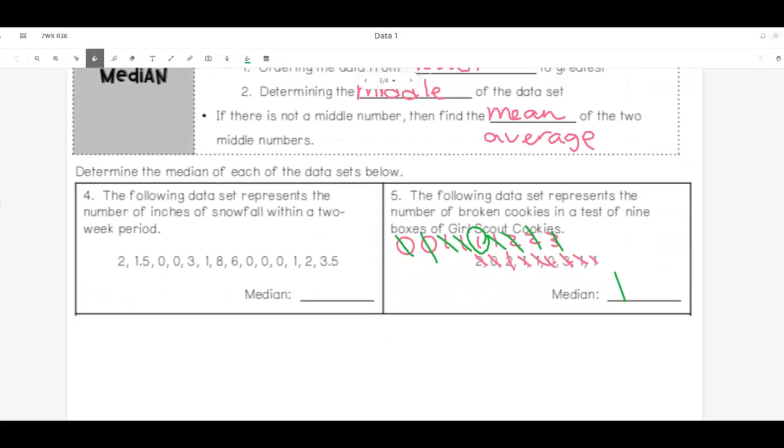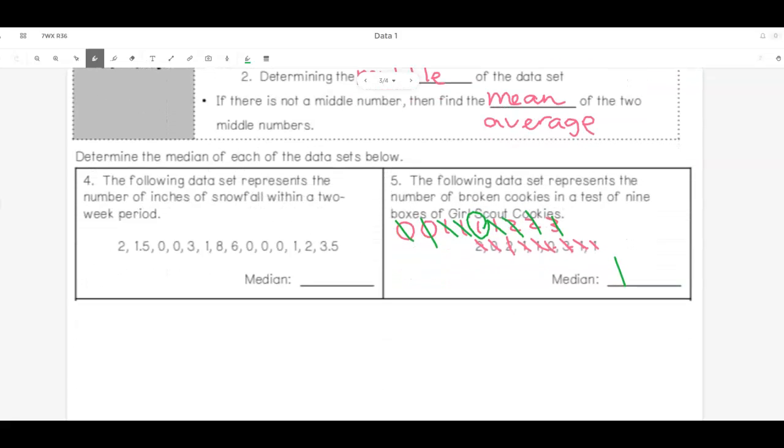Okay. But now number 4 is a little different. On number 5, we had an odd number in the set, so we actually had one number in the middle. This one is a little kind of a monster. It's got a lot of numbers, and there's not one in the middle. So I'm going to rewrite these numbers. Aiden, your turn to write, too. So how many zeros do I have here? 1, 2, 3, 4, 5 zeros.